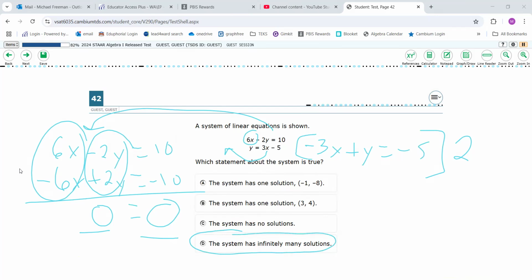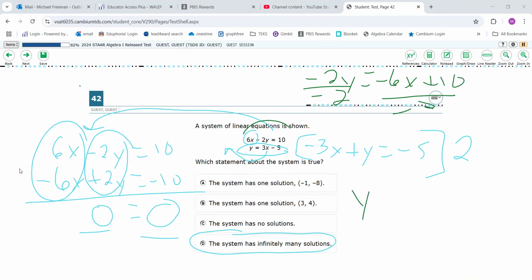That means these two are the exact same line. This first one's in slope-intercept form. If I do the other one, I move my x over. Now it's negative 2y equals negative 6x plus 10. I divide both sides by negative 2. I get y equals, negative 6 divided by negative 2 is 3x, and positive 10 divided by negative 2 is negative 5. Yeah, they have the same slope and the same y-intercept, so that is infinite solutions. They're the exact same line.